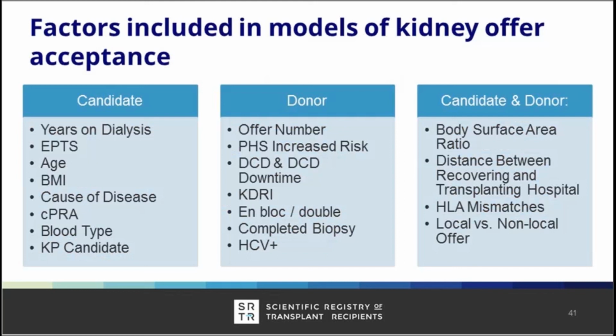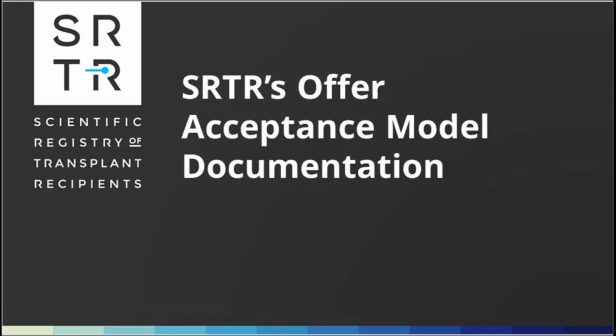And these models, I'll point out on the donor one, again, they do include the offer number. So we do know that if your program received the 100th offer, the likelihood that it's accepted is lower than if it was the first offer. That's all taken into account in the model as well. So that's just the kidney.